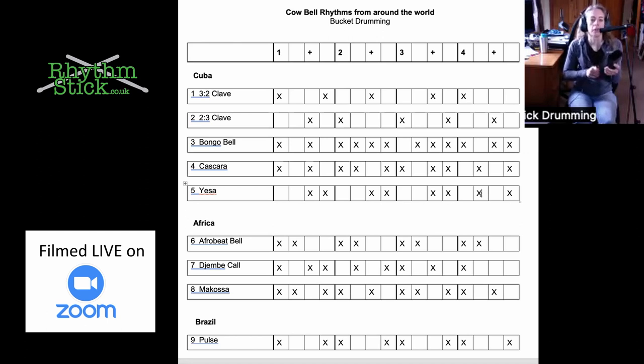Cascara. 1, 2, 3, 4. Don't like cabbage, I like potatoes. Ready? Tequila!